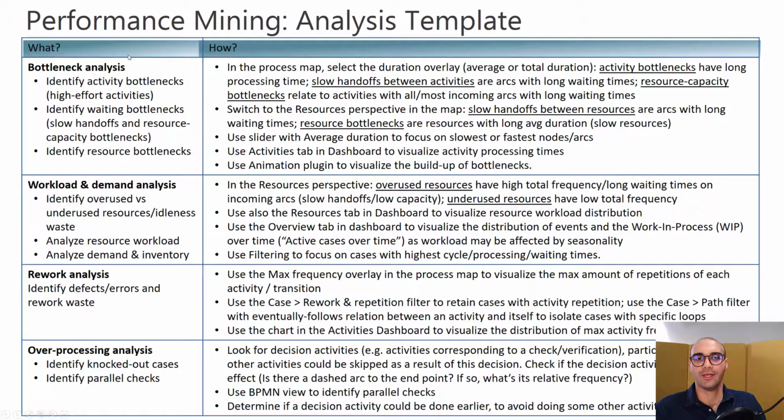Summary for the performance mining analysis: we have this template here. On the left hand side you have what type of analysis you can perform, and on the right hand side you can see how to perform that. For the process analysis, we have discovered the bottlenecks, the workload, the rework, or the over-processing. Also, it's a good practice to show the difference between the process with the existence of the bottlenecks or the workload and the process without that workload. So you filter the cases that have this bottleneck, and keep the cases that are without bottlenecks, and you compare the performance between both of them.